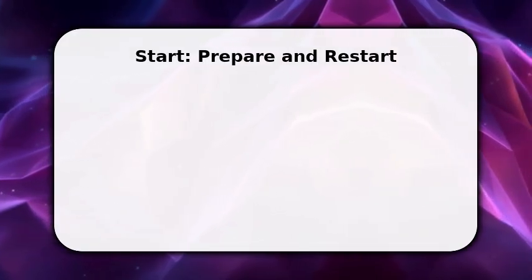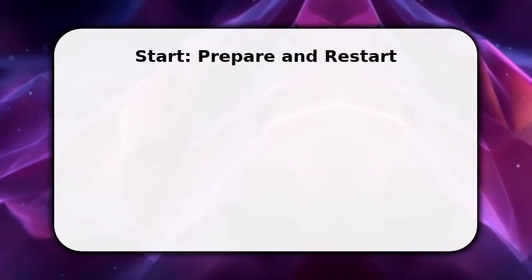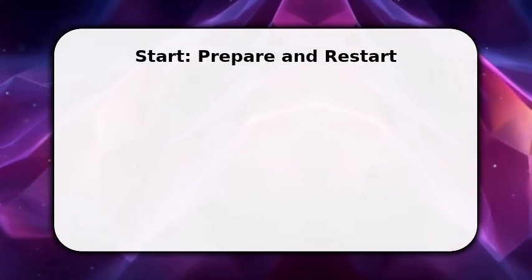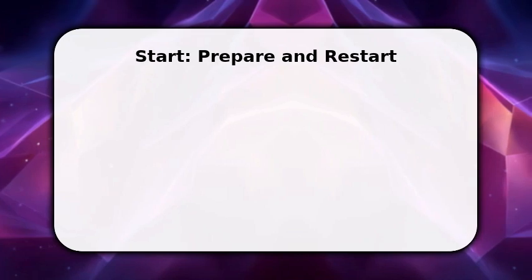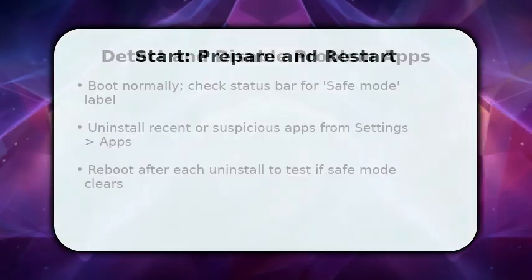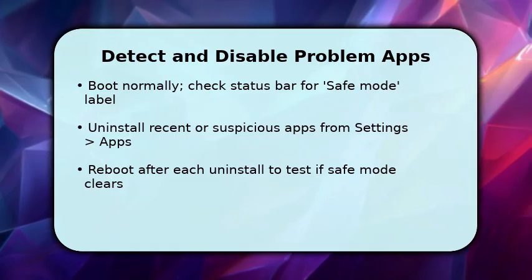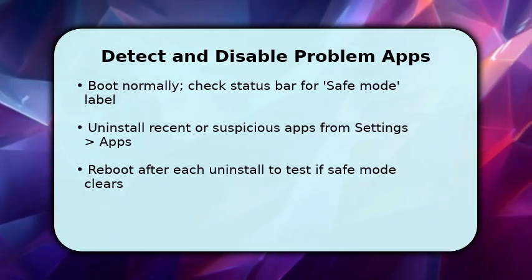You do this because safe mode often persists after a soft error. A clean, manual reboot clears transient software glitches before deeper steps. Once done restarting, look for the safe mode label in the corner. If it's gone, you're done.